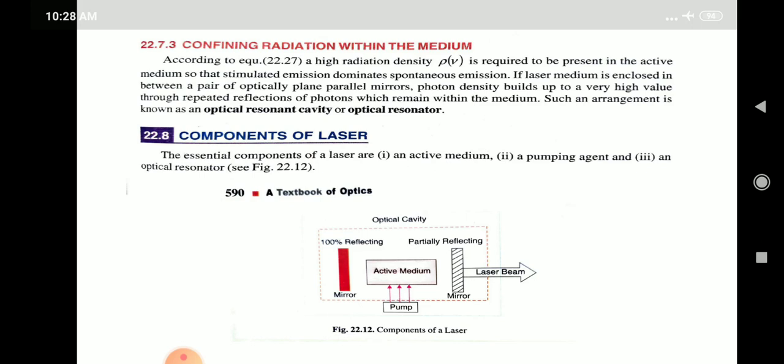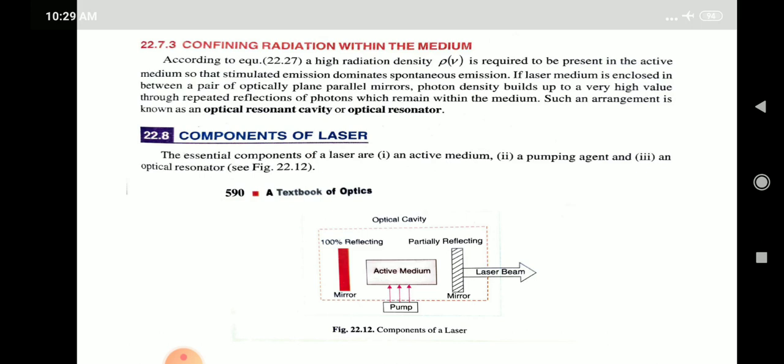If the laser medium is enclosed between a pair of optically plane parallel mirrors, photon density builds up to a very high value through repeated reflection of photons which remain within the medium. Such an arrangement is known as an optical resonant cavity or optical resonator.